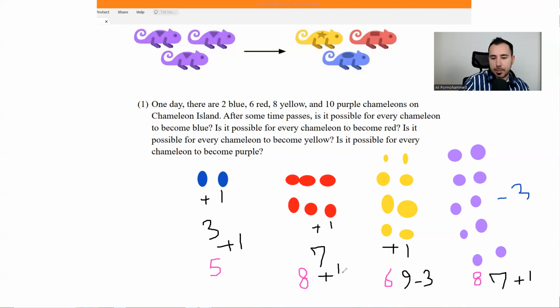So again, we have to minus these ones. Let's just see it here. So we're ending up with these. We'll have 6 yellows. Okay. 8 purples. Okay, the number of blues is not really important.